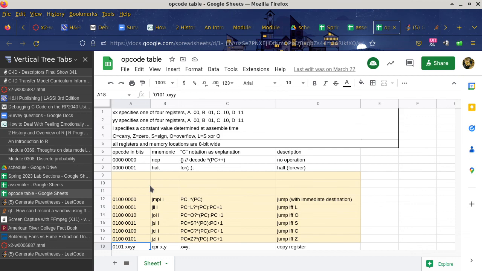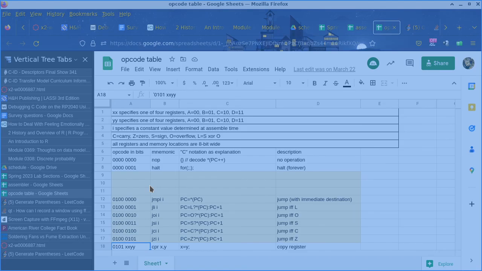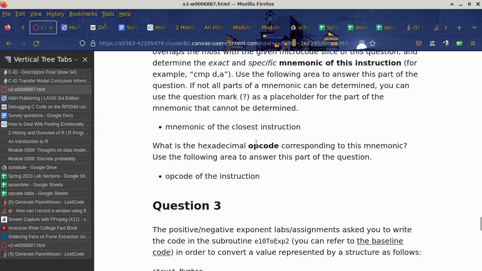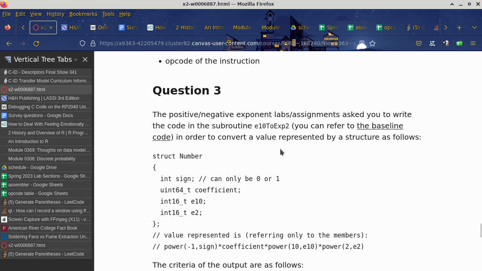So now we are ready to move on to the last question, which I think most people probably would have forgotten most of the material for already, because it has to do with floating point numbers. Okay, the double format. All right, so let me read the question first. The positive negative exponent lab assignment asked you to write the code in the subroutine E10 to exponent 2. You can refer to the baseline code in order to convert a value represented by a structure as follows.